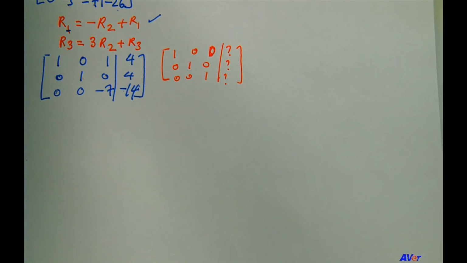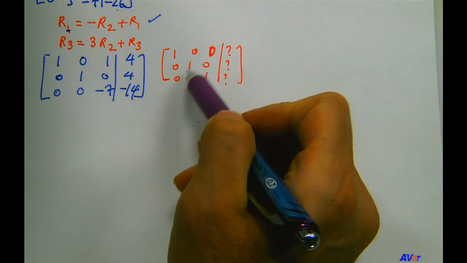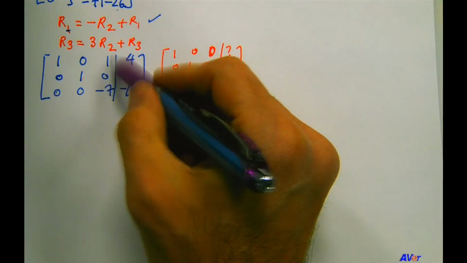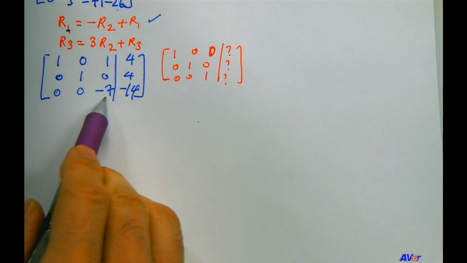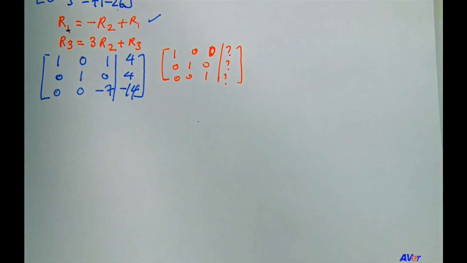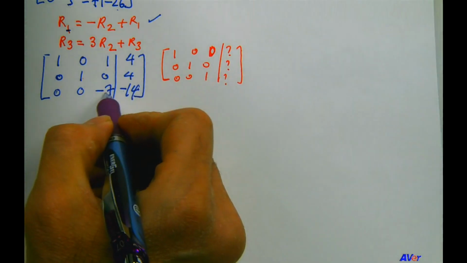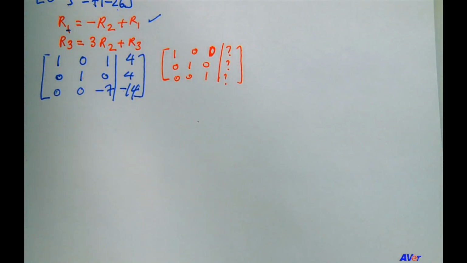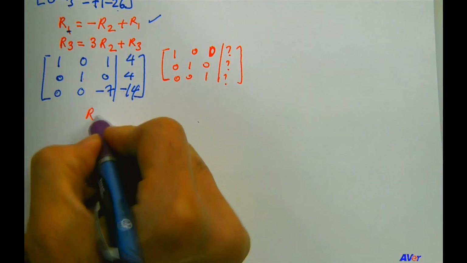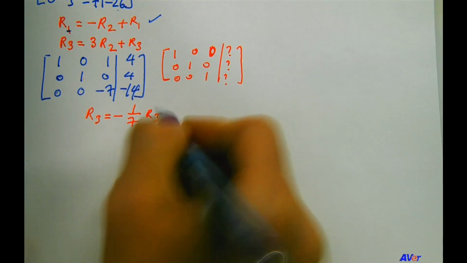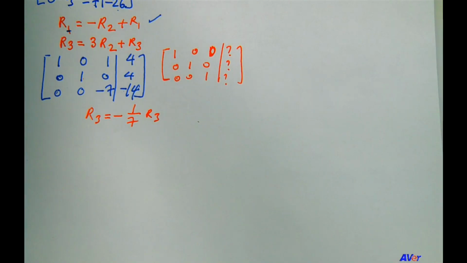What about the third column? Is it done? Absolutely not, right? In this column, we need to have a 1 here and 2 zeros above it. And in that column, the rule is that we need to obtain the 1 first. So how do we obtain a 1 there? It's -7. Well, we can multiply that whole row by -1/7. Like that. Okay?